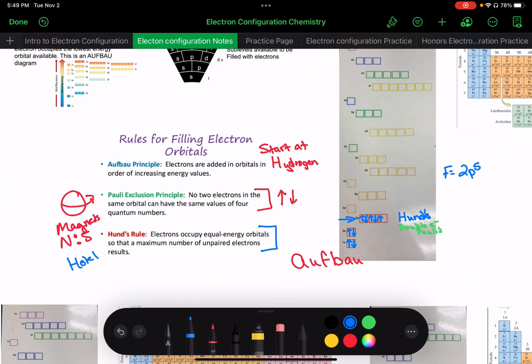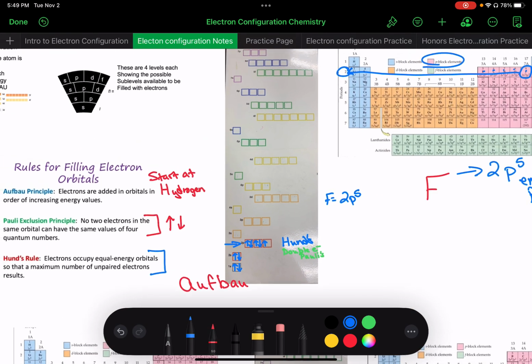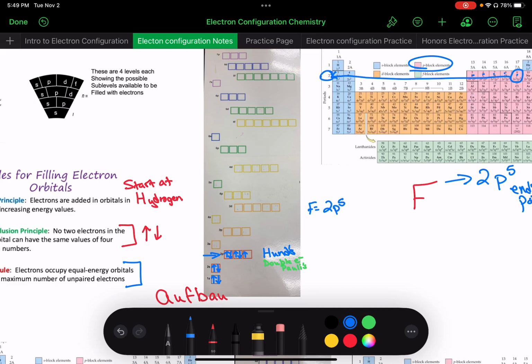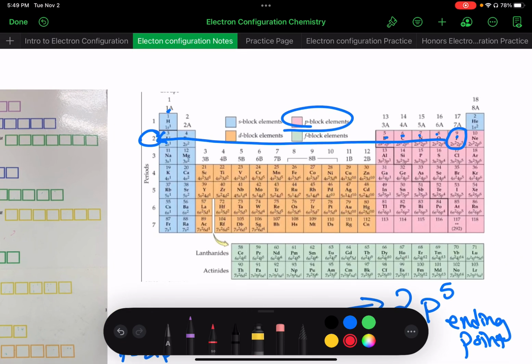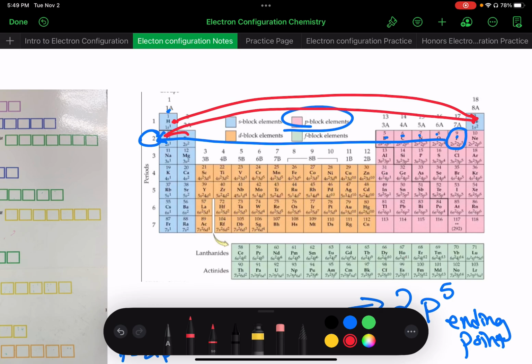Now, why was I able to do that? Because the only way that I can get to fluorine is I have to start here at hydrogen. That's my starting point. And it's just like a game. I start here, and I'm going to move my piece to helium. Still not there. So now I'm going to slide down to row 2. 1, 2, still not there. 3, 4, 5, 6, 7. And I'm now there.